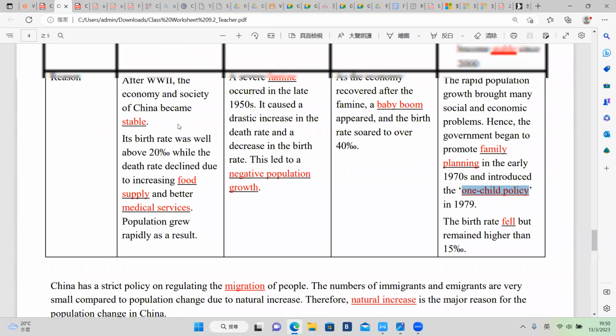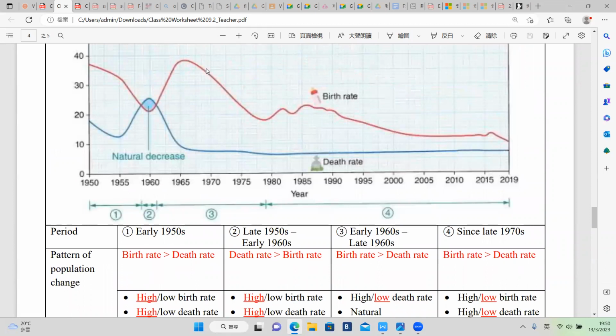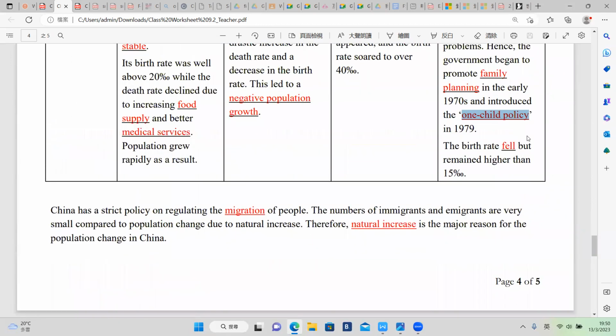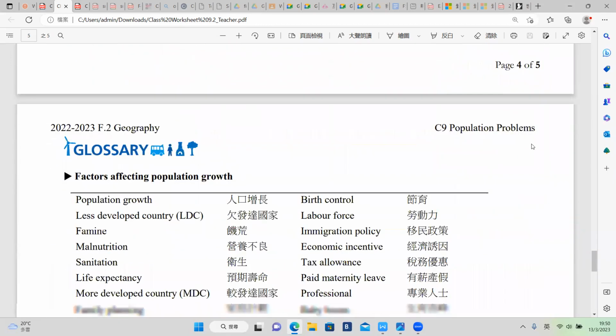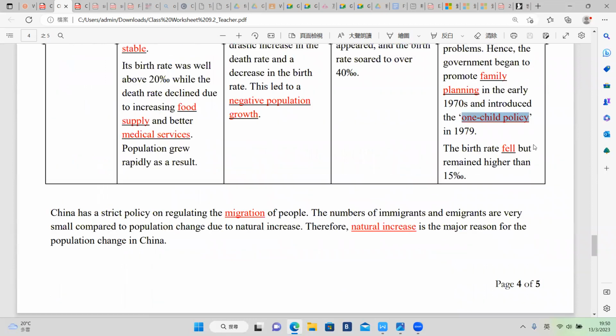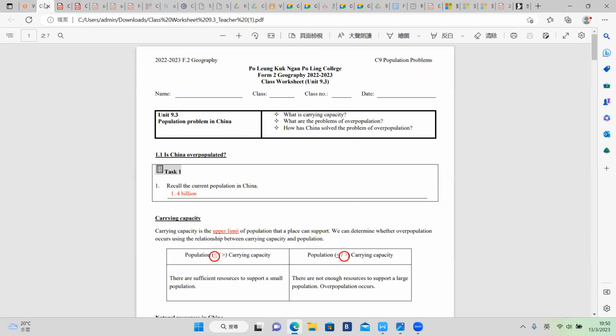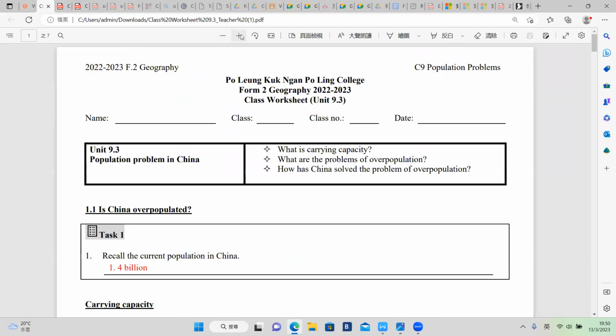So previously we had a lot of increase. Natural increase was so strong, but afterwards the decrease takes place, and then we will have a declining population in the future. Okay, that is it for unit 2, and then unit 3. Unit 3 is always a long topic.